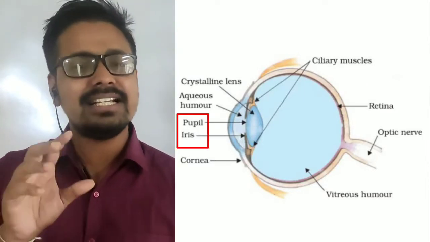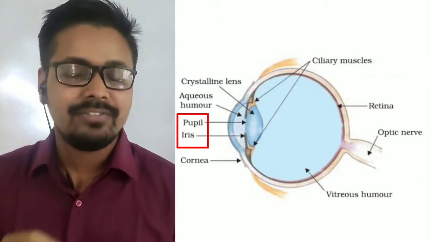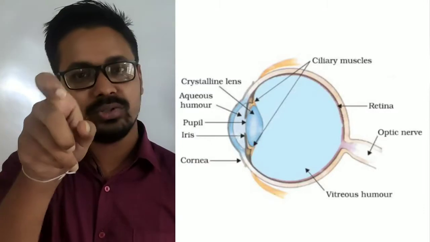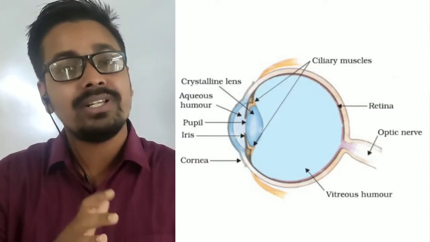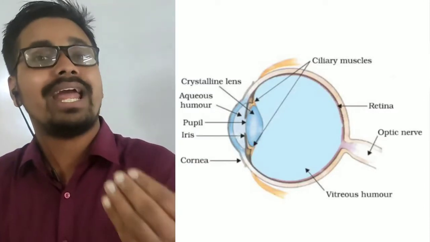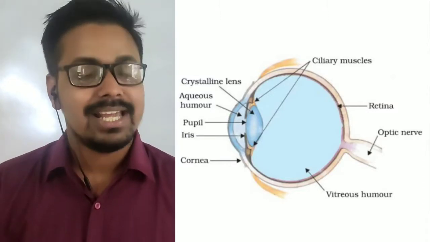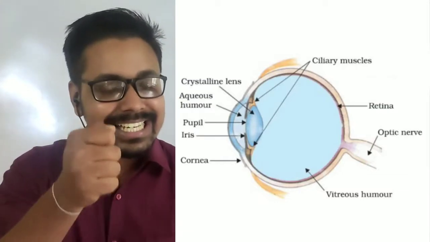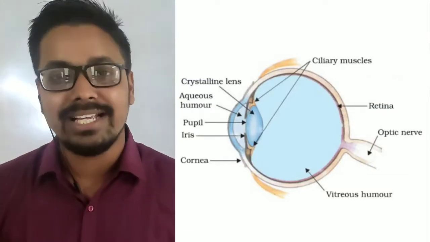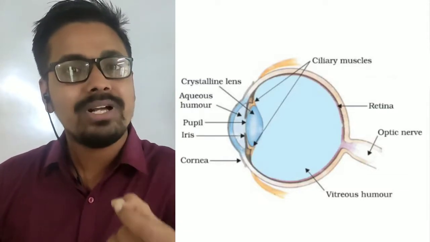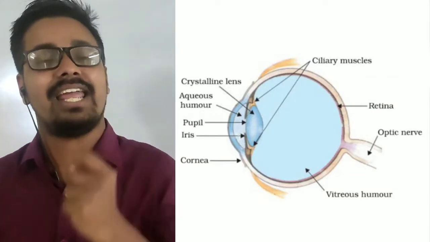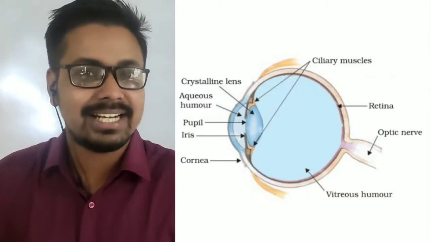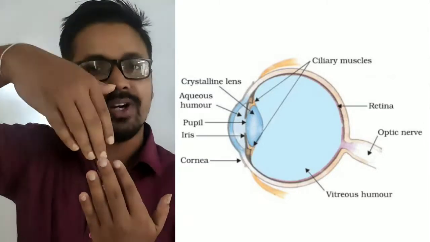Now, the iris is just like the shutter of a camera. If you have seen the shutter of any camera, the shutter closes and then it reopens. It closes and reopens based on how much light is required to enter the lens of the camera. Exactly the same way, in our eyes, the iris will allow how much light will enter the eye. Depending on the requirement, the iris will either close or open.